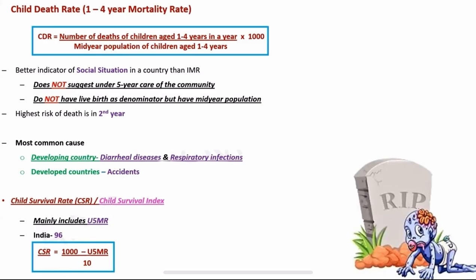So this was all about the 1 to 4 year mortality rate or the child death rate.